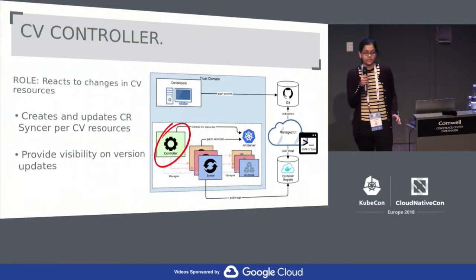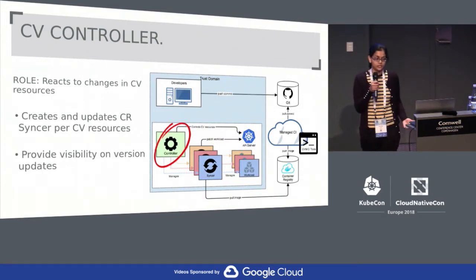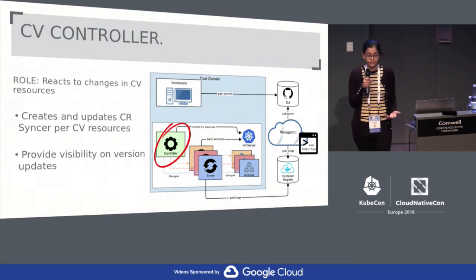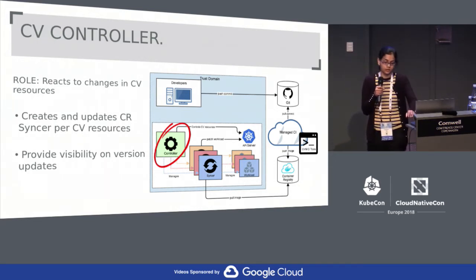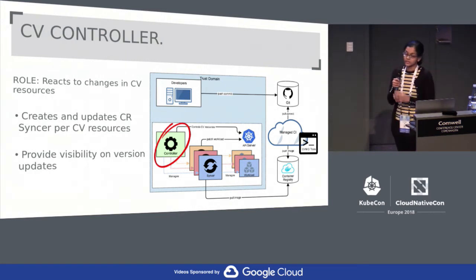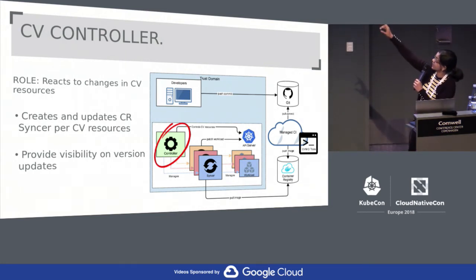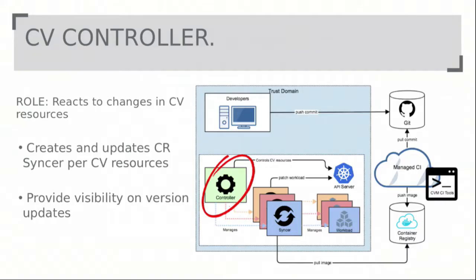And that's not it. It also provides visibility on the version status at your cluster level. That is, you can come in and interrogate for the versions of your resources that you are running in your cluster, and the controller would be able to provide more detailed information on that. So just summarizing the controller here, we're sitting right on the left, highlighted with the red mark, and it deals with the API server, handles any changes in CV resources, and by doing so, it implicitly manages syncers.